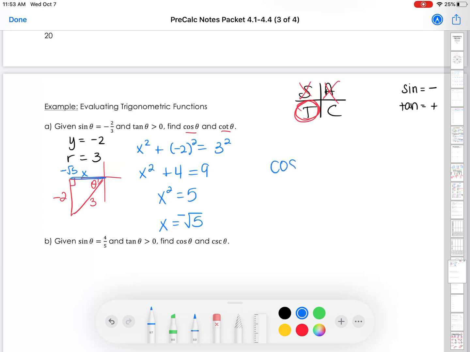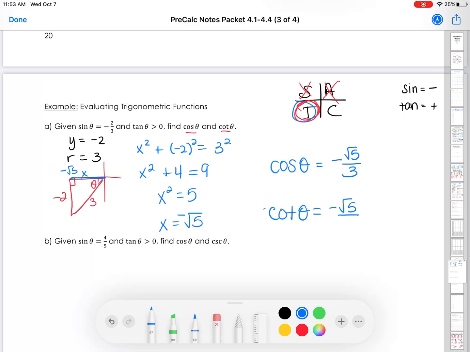Now we want to find the cosine. Because of the quadrant that we are in, we already know cosine is going to be negative, and that'll get reiterated by these numbers on our picture. So cosine is adjacent over hypotenuse, so that's -√5/3. And then cotangent we want. Well, cotangent would be the flip of tangent. So tangent would be -2 over -√5.